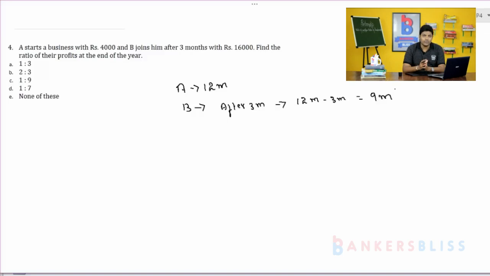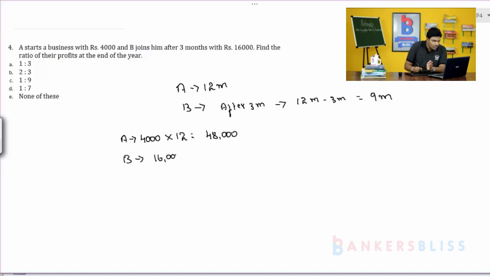This type of problem we have already discussed in the introduction part. You simply multiply the time period by their investment. So, A's investment 4,000 into time period, that is 12 months, 12 fours are 48,000. Next, B's investment 16,000 for 9 months. So 16 into 9 is 144, that is 1,44,000.